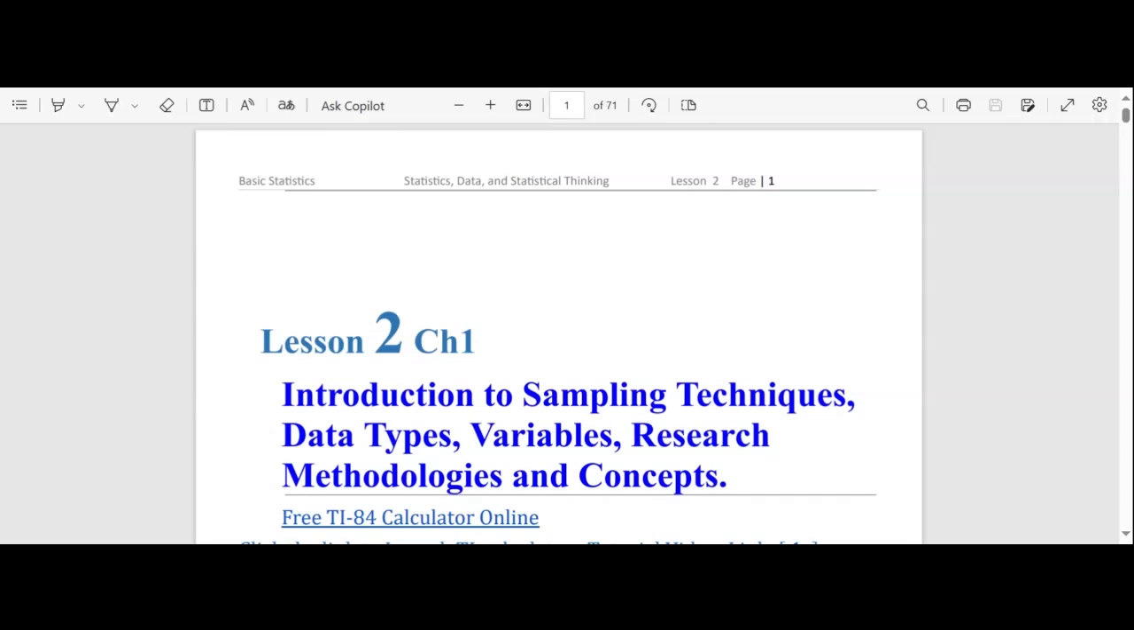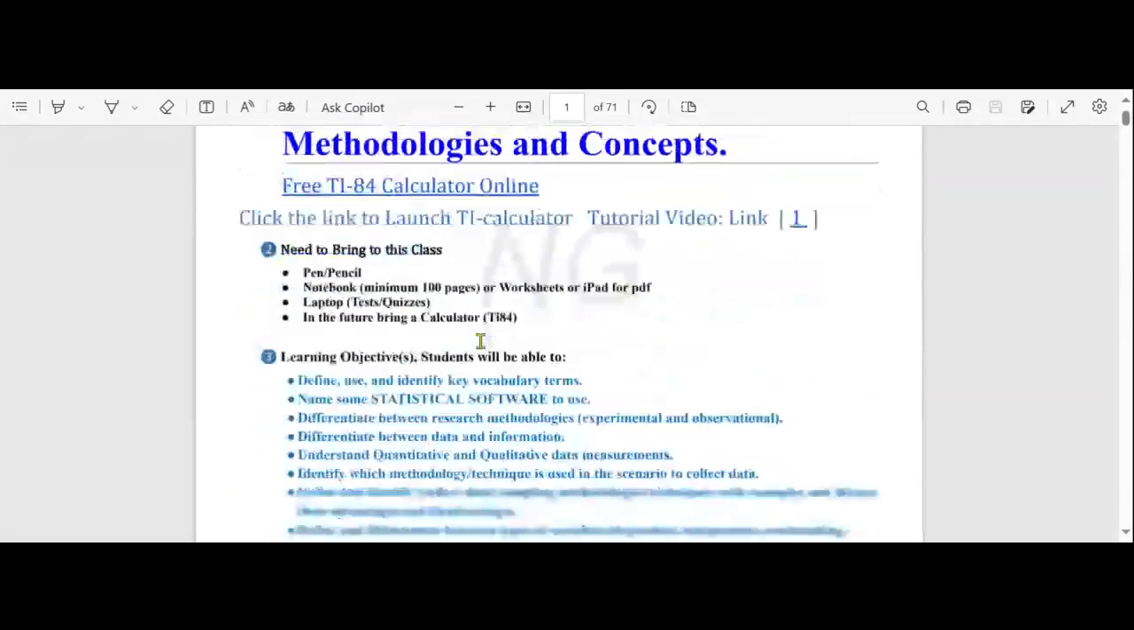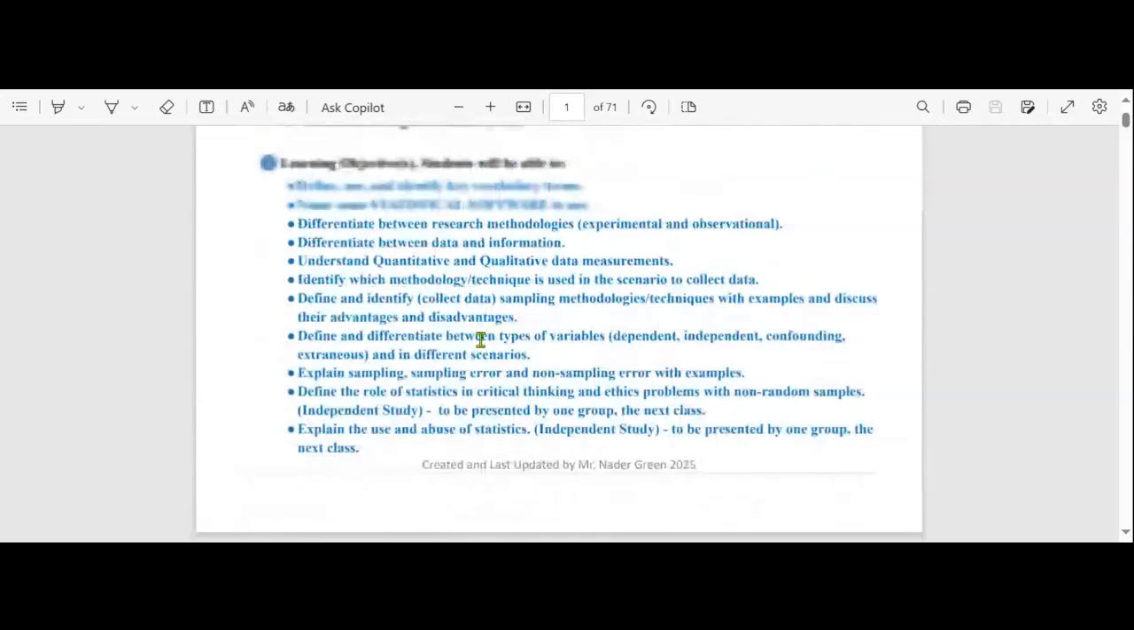Learning Objectives. Define, use and identify key vocabulary terms. Name some statistical software to use. Differentiate between research methodology like experiment and observation. Differentiate between data and information. Understand quantitative and qualitative data measurements.